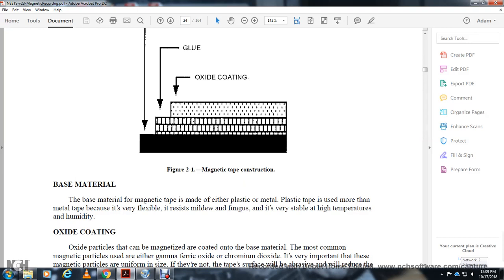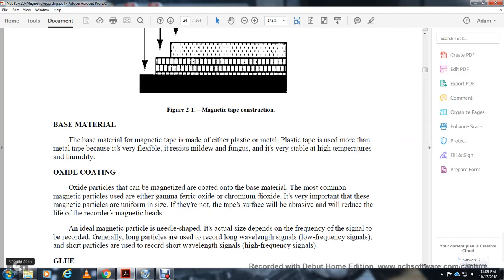Tape is made of either plastic or metal. The plastic tape is used more than the metal tape. The plastic is very flexible and resists mildew. It is very stable with high temperature and humidity. Oxide coatings are oxide particles that can be magnetized, coated onto the base material.